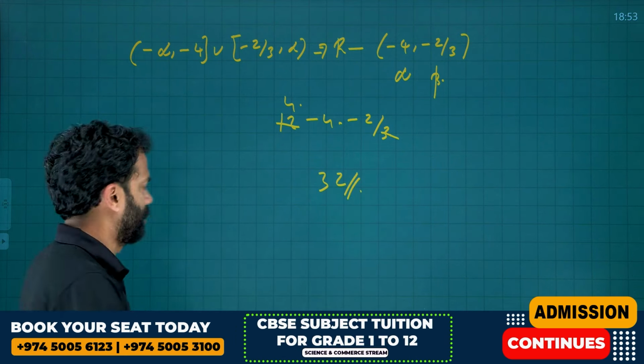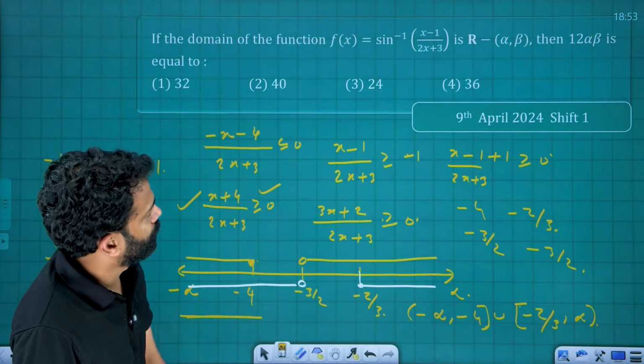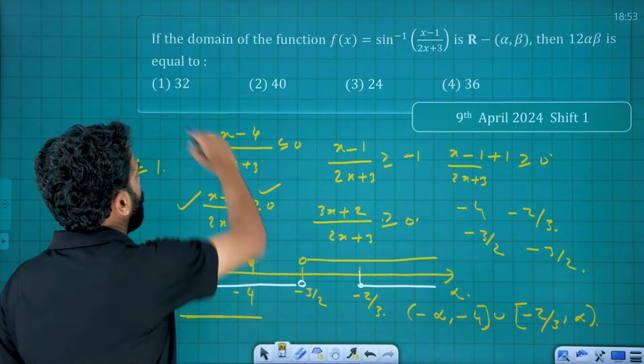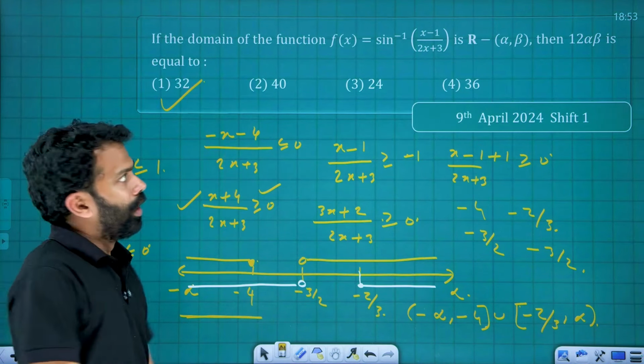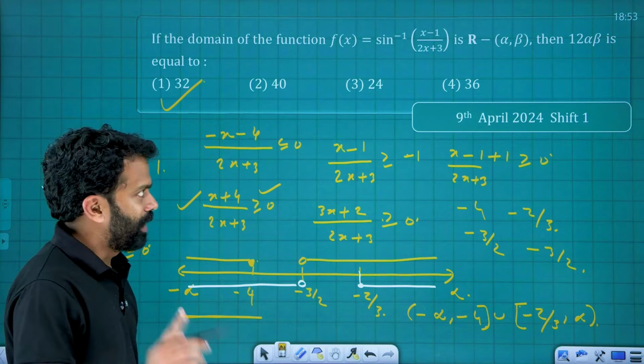Interesting question and doable also. 32 means option number 1. That's the correct one. I hope you got the idea here. Next one.